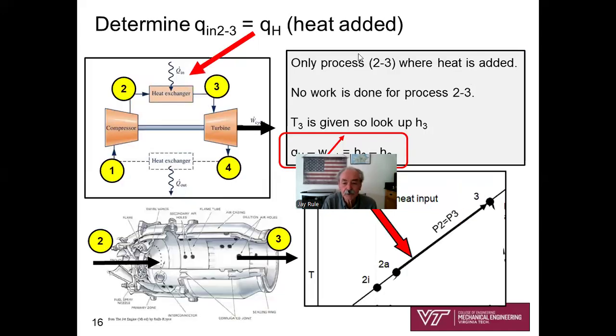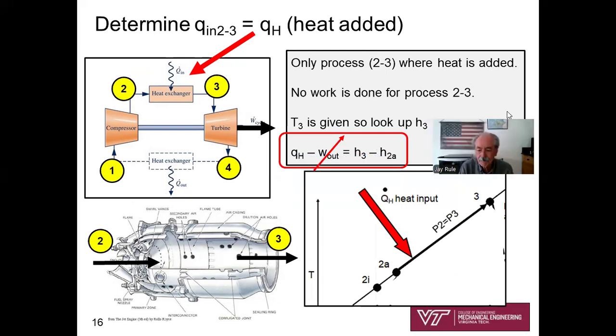Okay, let's move on to determining the heat added in the combustion chamber model. Okay, here, process 2 to 3. I mentioned earlier on that the combustion chamber process is a constant pressure process. And maybe in class, the instructor said, it's a constant pressure process. Don't worry about it. It's constant pressure.